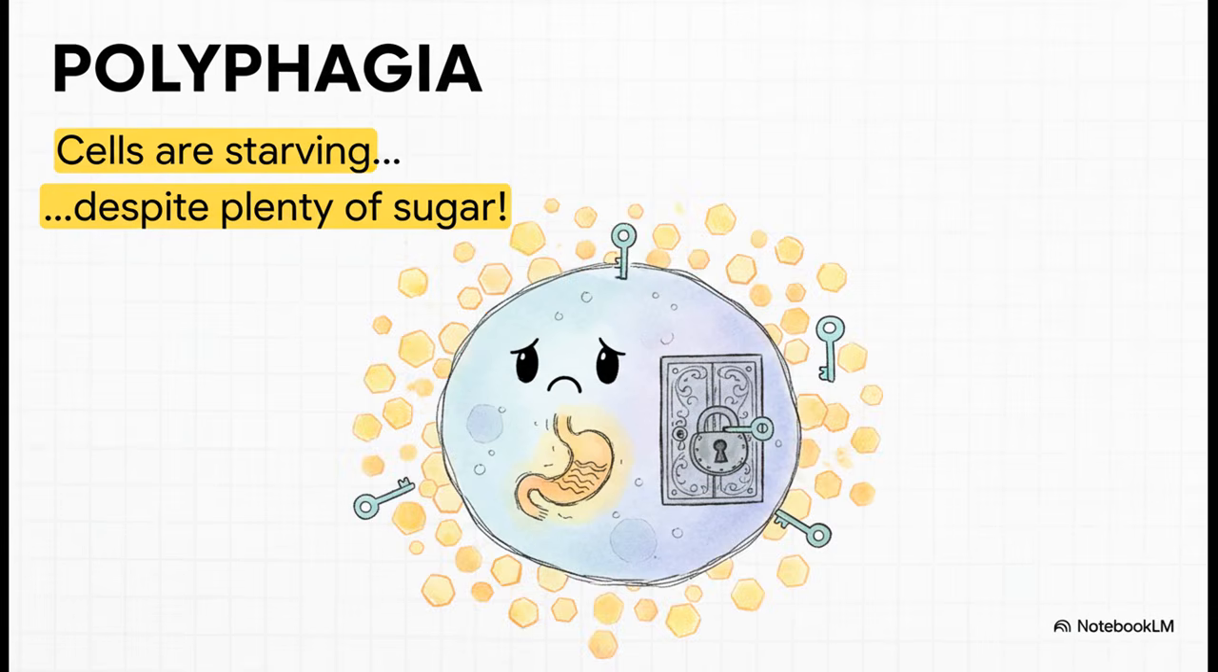And this brings us to the third P, polyphagia, which is just a fancy way of saying excessive hunger. And this is the crazy paradox of diabetes, right? The blood is swimming with sugar, but without insulin to open the cell doors, the cells can't get any of it. They are literally starving in a sea of plenty, and they're sending frantic hunger signals to the brain.